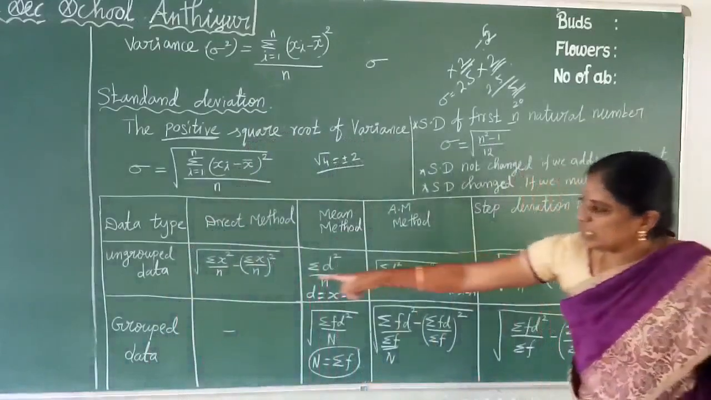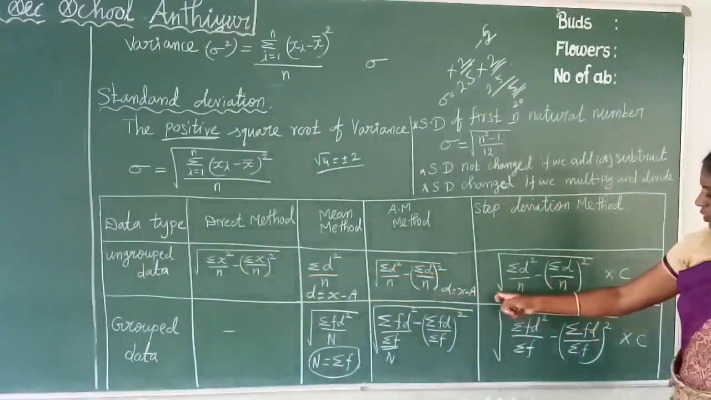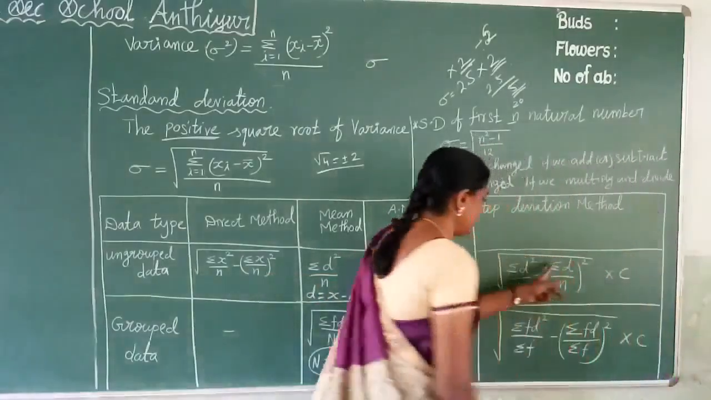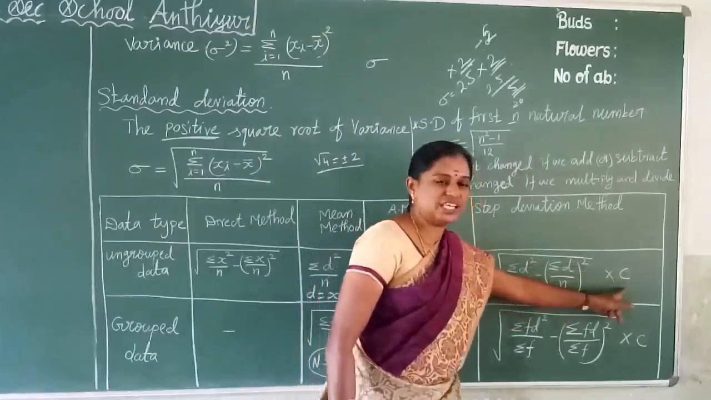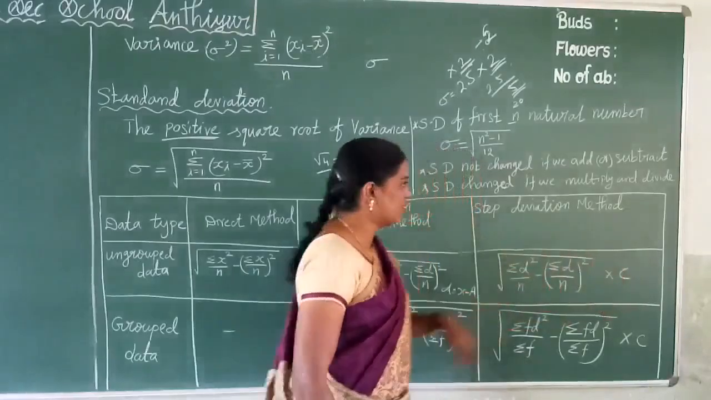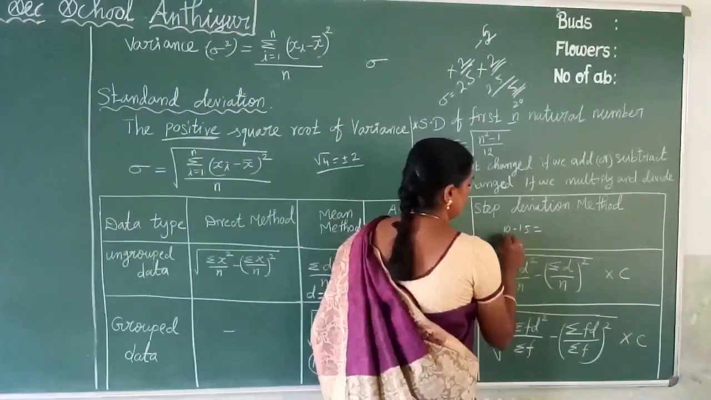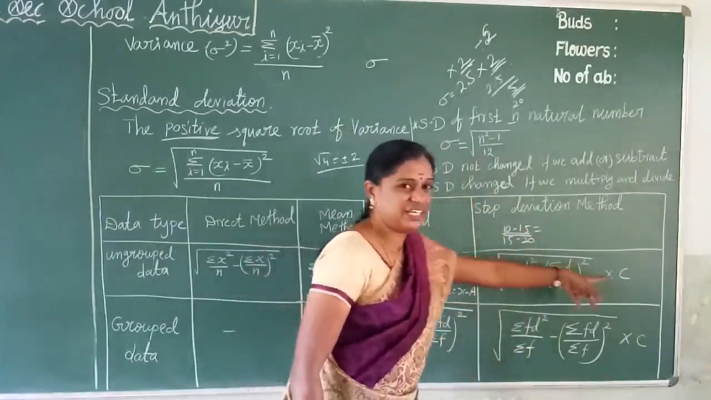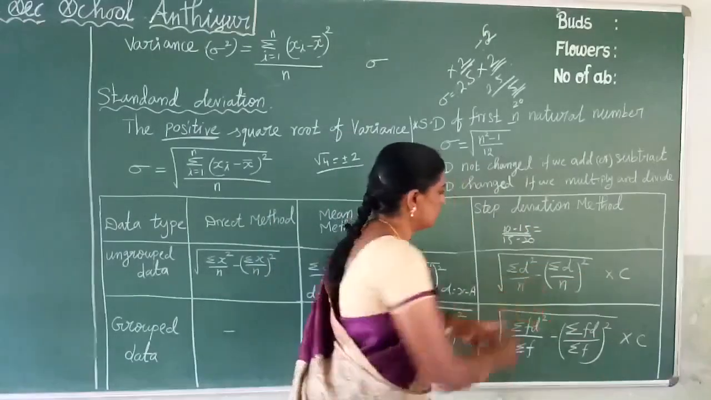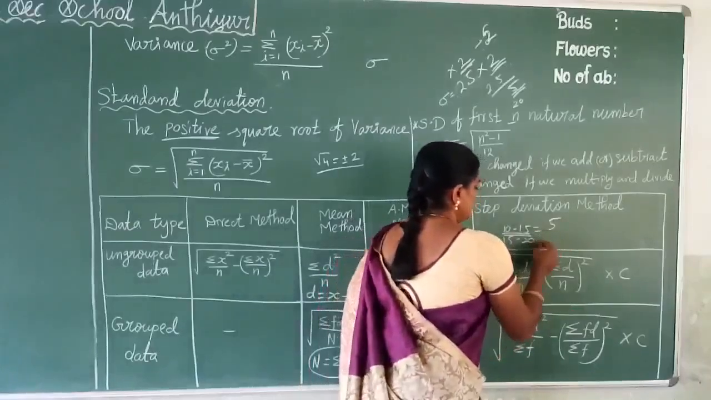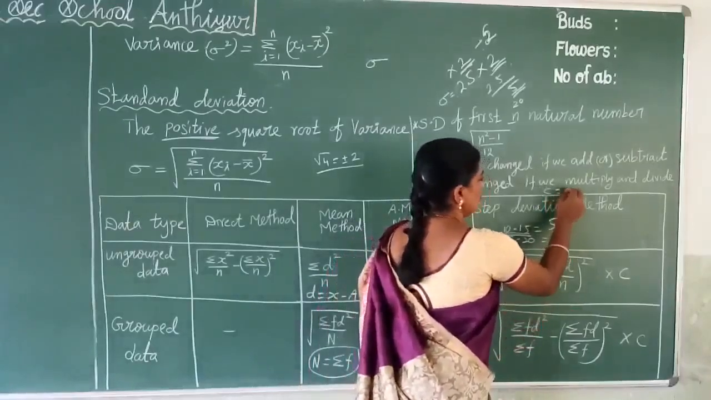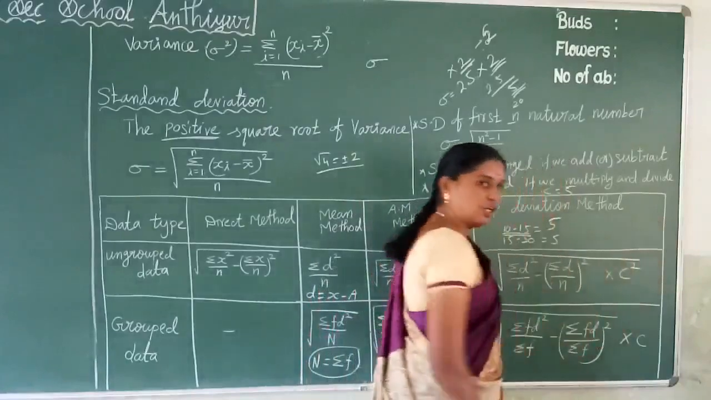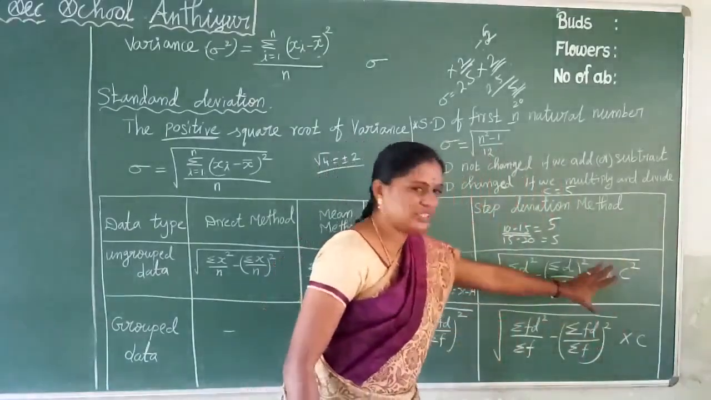Next is the step deviation method. In this step deviation method, for ungrouped data, how to calculate? Root of summation d square by n minus summation d by n, whole square, into c. That is a common factor. So interval 10 to 15, 15 to 20. So what is the interval? Here 5. That is a common factor. Clear? Here 5, this also, everything 5. So C equal to 5, you mention in the table column. Inside the square root, you take C square. Outside the square root, it is only C.